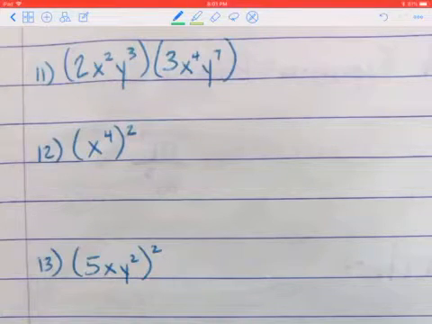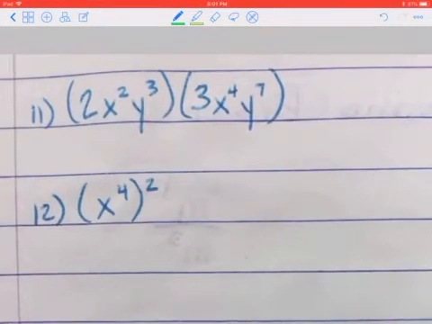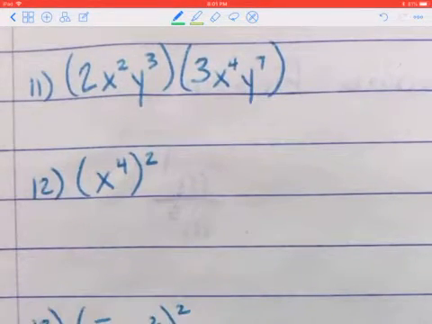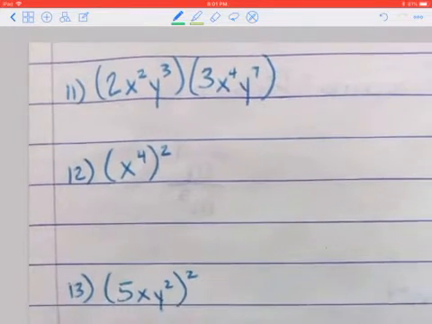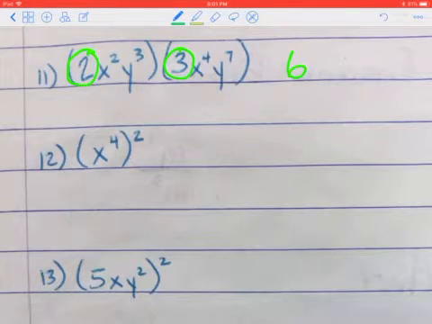The second page of the notes for multiplying exponents. Example number 11. We look at this, we can expand it, but at this point we know what it's asking us to do, which is to go ahead and multiply the numbers. 3 times 2, 6.